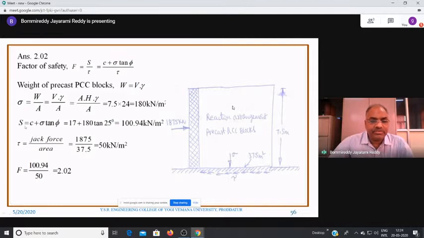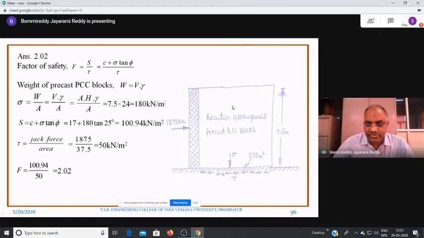And what is S? S is nothing but the shear strength of the soil. What is the shear strength? C plus sigma tan phi. Already C is given. Sigma is just now known. For phi 25 is also given, the shear property. So this is the shear strength of the soil.